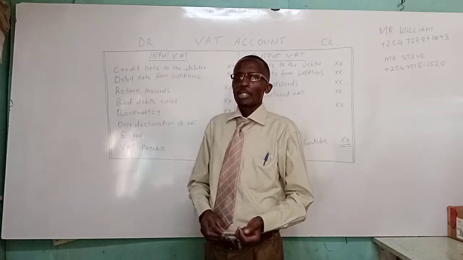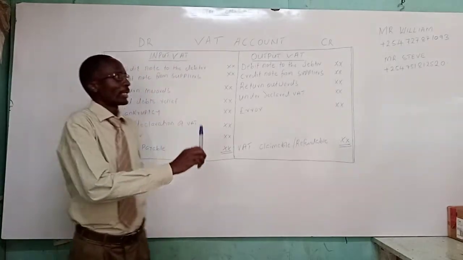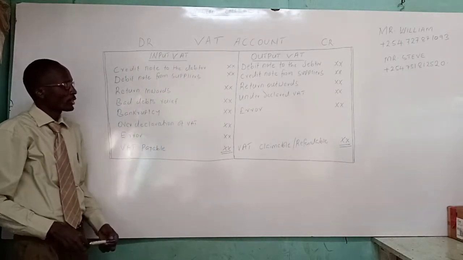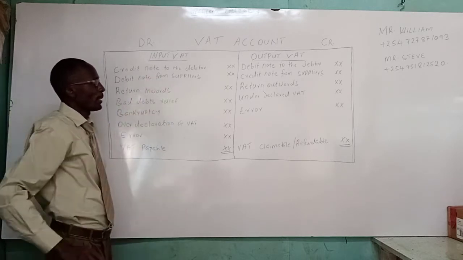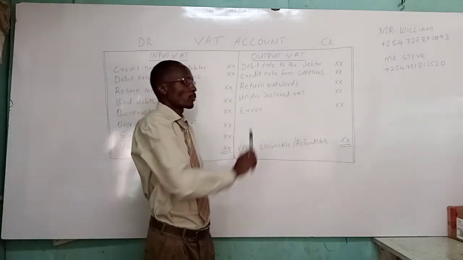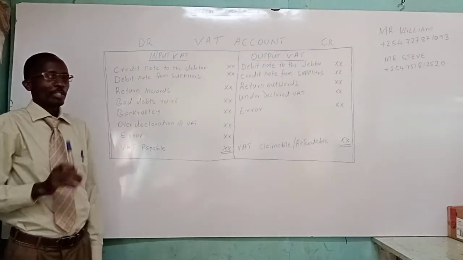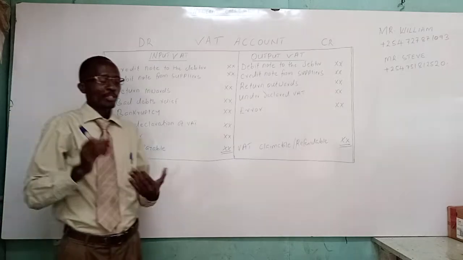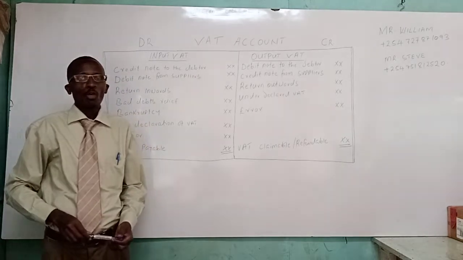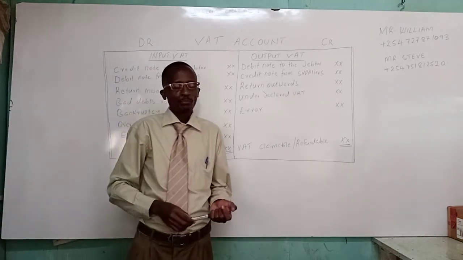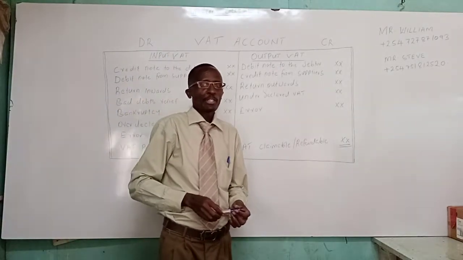Now, let's move straight away to the preparation of the VAT account. Here we have the format for the VAT account. You can see on the debit side, we have the input VAT, and on the credit side, we have the output VAT. Note this, that the input VAT is computed on purchases and expenses, and output VAT is computed on the sales alone.